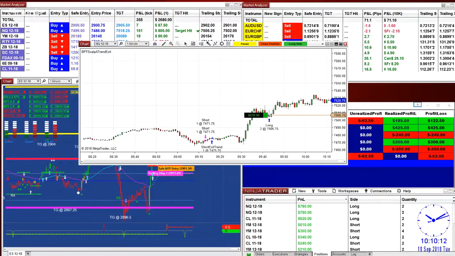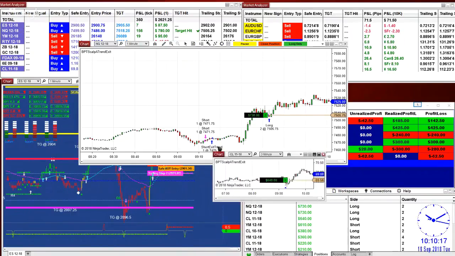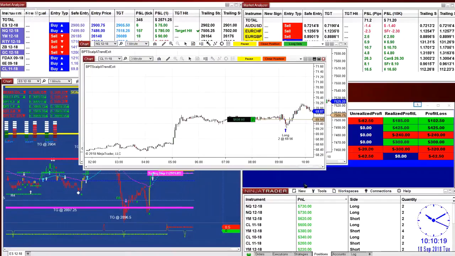Of course, if you wanted to use the ticks or the 3 minutes or the 5 minutes, yes, you can. This is the 3 minutes on the CL swing trading. This is the first trade for today.